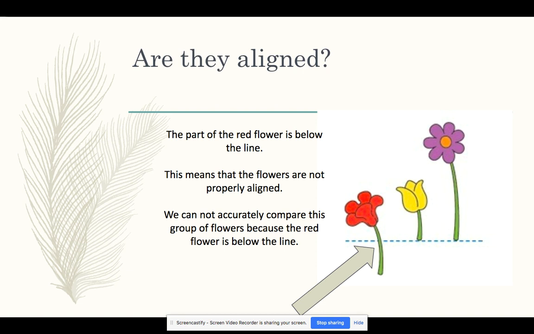So that's why when you are looking for the measurement, comparing the measurement, you need to make sure that all three of the objects are all aligned. And if you were to draw the line, they will be slightly above or touching the line. So remember, alignment, align. Are the objects slightly above or touching the line when you're measuring?